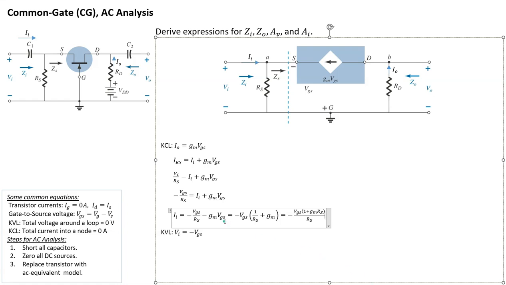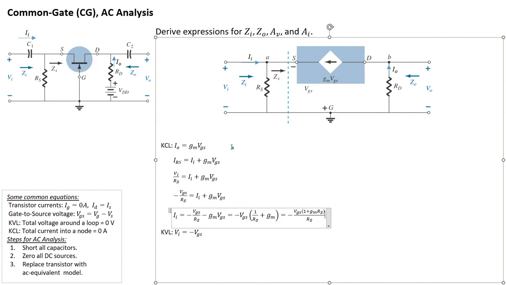So that's for II. You have IO equals this, and II equals that. VI equals negative VGS. So what's left is just VO. VO is fairly straightforward. VO is just Ohm's law: V equals IR, I being the current passing through RD, and R being RD. But since we want VO to be positive pointing up, we need an IO current that is flowing down. So this is just Ohm's law.